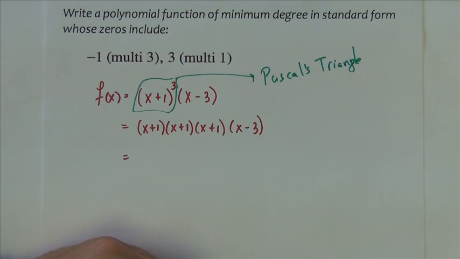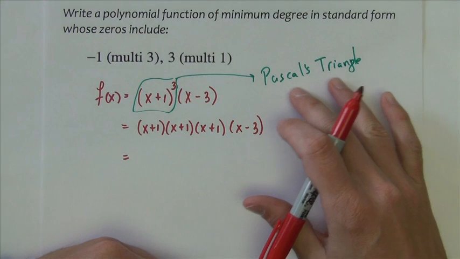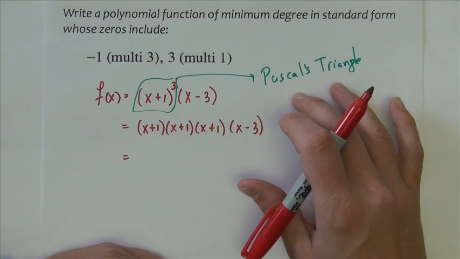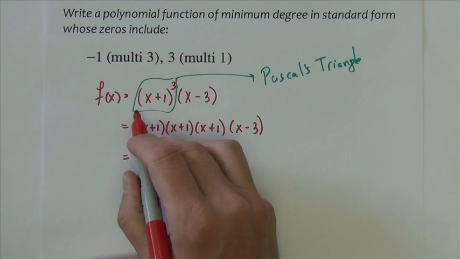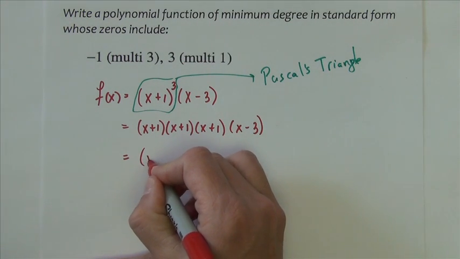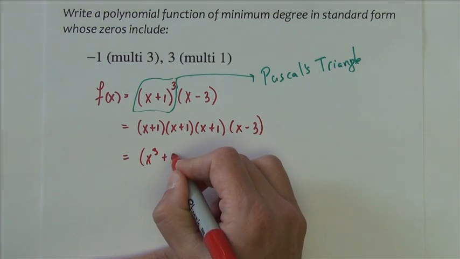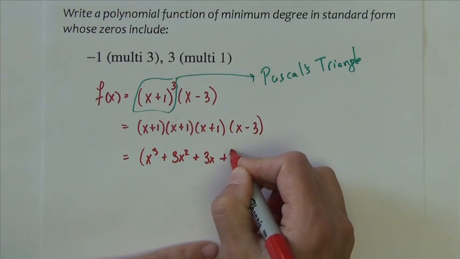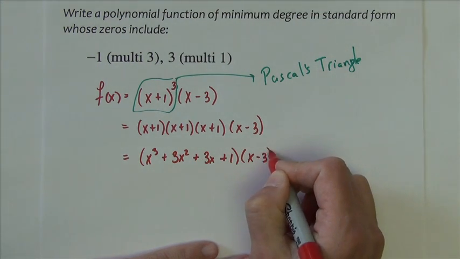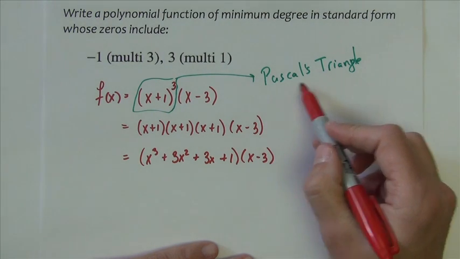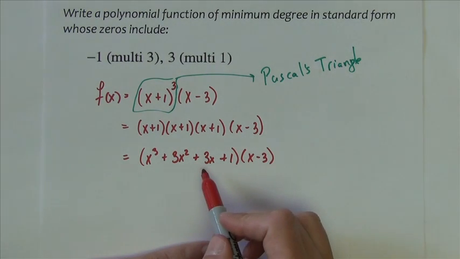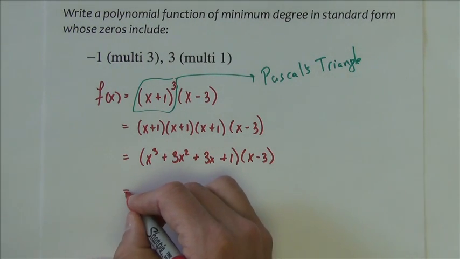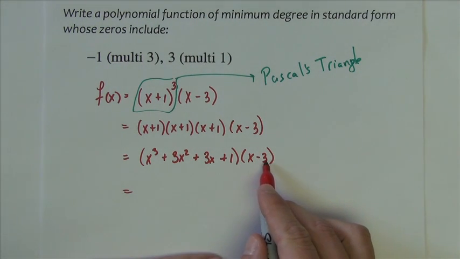If I remember to do it, I'll link the video that shows Pascal's triangle. It would be an Algebra 2 video, but I'll link that and you can go back and look at it if you want. But x plus 1 cubed is x to the third plus 3x squared plus 3x plus 1. x minus 3 is still there. So if you knew Pascal's triangle, you could do that as fast as I did without having to multiply all these together. And now I'm going to take all this times x minus 3.